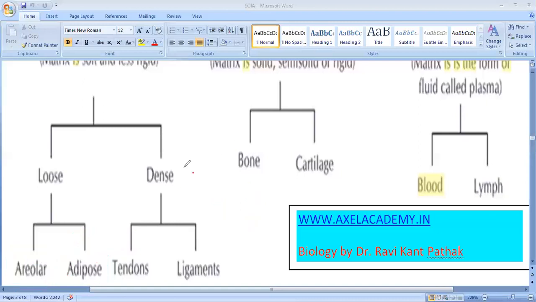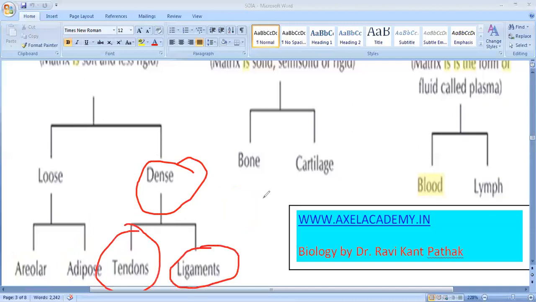Next is the dense connective tissue. Here there are two different types: one is the tendon, another is the ligament. Tendon generally attaches bone to muscles. Bones to muscles are attached with the tendons.